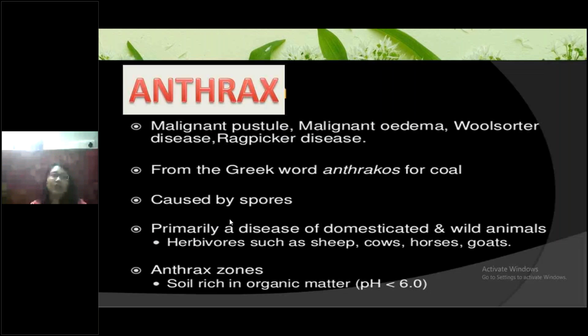Then there is anthrax, which causes, as you remember, the malignant pustule, malignant edema, wool sorters disease, rag pickers disease, etc. And anthracosis for coal, this disease was named like that. It is caused by the spores of Bacillus anthracis, and it is transmitted by that. It is primarily a disease of domesticated and wild animals, such as herbivores like sheep, cows, horses, and goats. And soil which is rich in organic matter can also be more helpful in transmitting the disease.